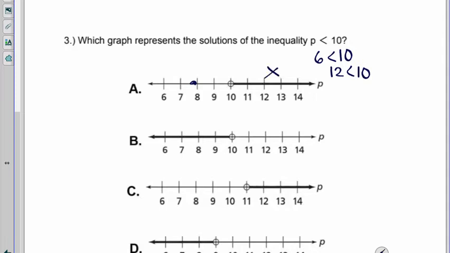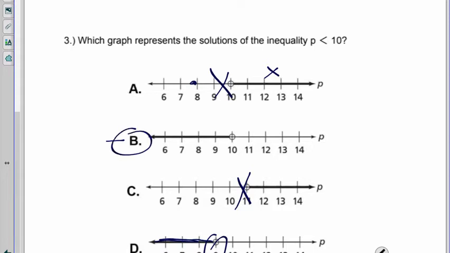So knowing that, oh, and by the way, it's not equal to 10. I don't have an equal down here. So it should be an open circle because it's not including the value 10. Well, as I go down, this is no good. This one looks pretty good here. This one's no good because it has these values bigger. This one has the right side shaded, but look where they started it. They started it at 9 instead of 10. So B is going to be your solution.